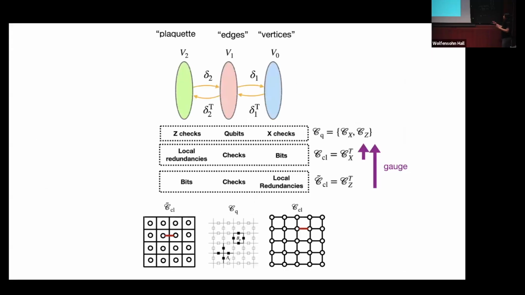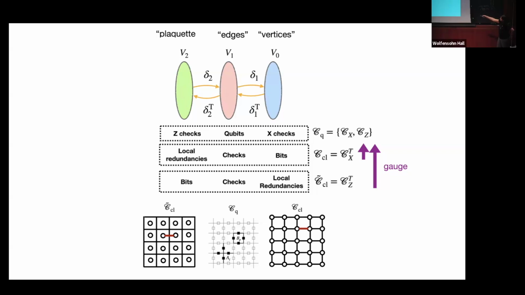So the upshot is that when you have this two-dimensional chain complex defined by these boundary maps satisfying this property that defines for you plaquette-like, edge-like, and vertex-like objects, you can put a quantum code on it where you put X checks on the vertices, qubits on the edges, and Z checks on the plaquettes. But you can also put 2 classical codes on the same chain complex where you'll now put bits on the vertices or on the plaquettes. You put checks on the edges or the dual edges.